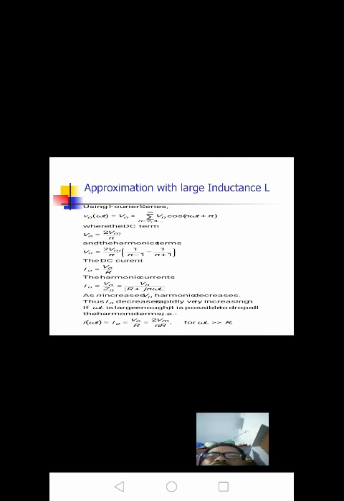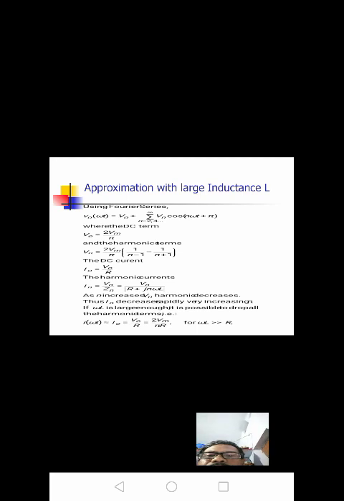Already we have known that due to the resistive nature, we will get an average output voltage V0 equal to 2Vm by pi for the full wave rectifier. That's why here we are substituting the V0 value, and the harmonic terms Vn is equal to 2Vm by pi into (1 by n minus 1 minus 1 by n plus 1). These are the harmonic term voltages we are getting.